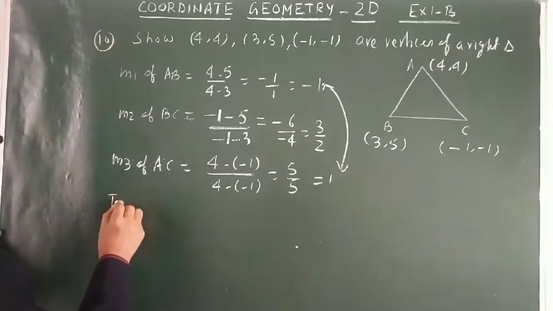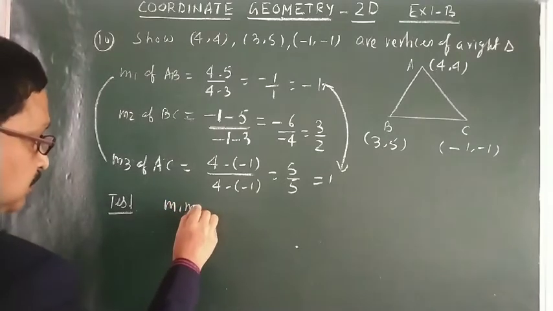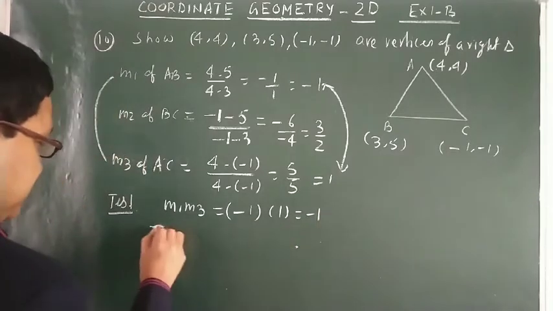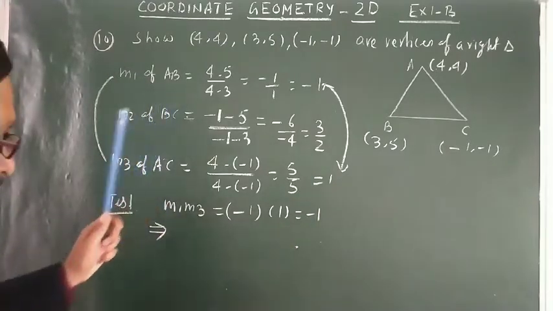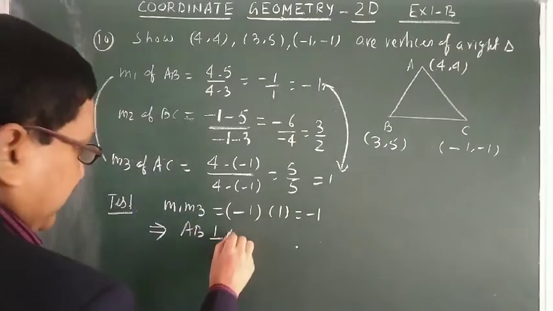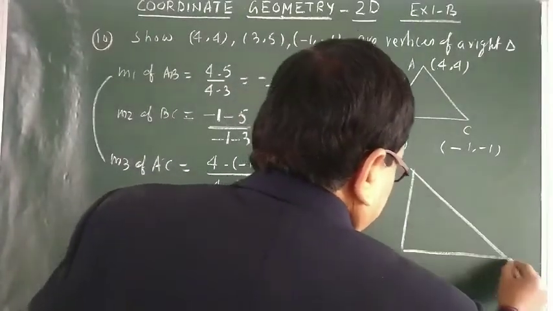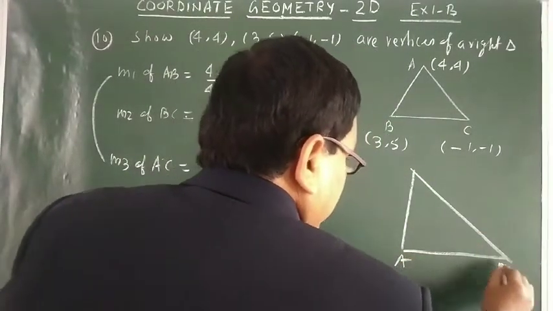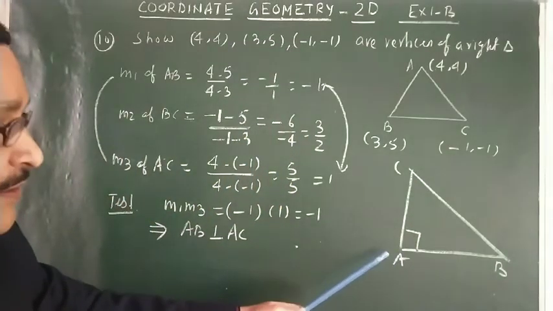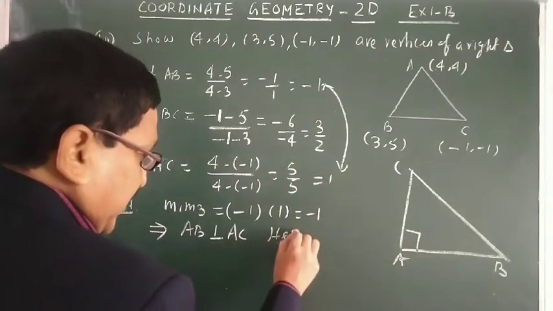Now test: m1 into m3 is minus 1 into 1, which is minus 1. Hence m1 is represented by AB, and AB is perpendicular to m3, which is represented by AC. Now clearly AB is perpendicular to AC. This is your trace figure. AB perpendicular to AC. And A is 90 degrees, so the triangle is a right triangle.